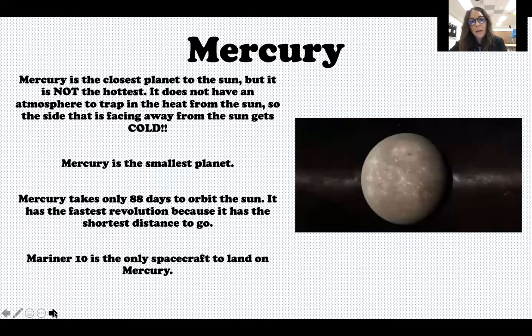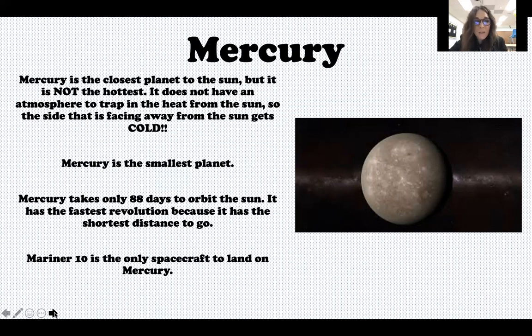So let's start by talking about Mercury. Mercury is the closest planet to the sun, but it is not the hottest planet. A lot of people think because it's the closest, it's the hottest, and it is not. The reason is because it does not have an atmosphere. Remember, we talked about how an atmosphere are layers of gases and clouds that surround, like the Earth has an atmosphere. And that's good because planets that have atmospheres, that atmosphere can trap in the heat and keep us warm. But Mercury does not have an atmosphere.